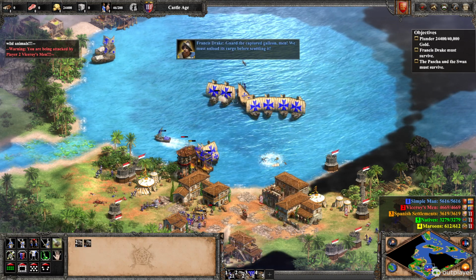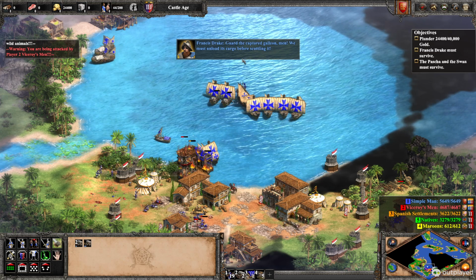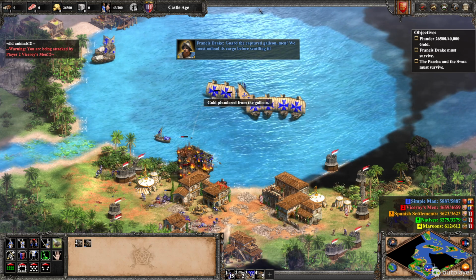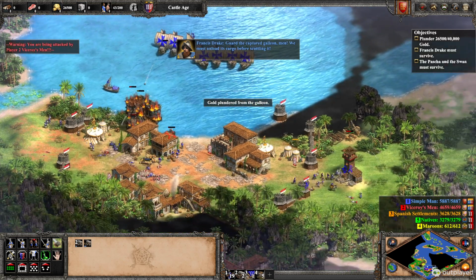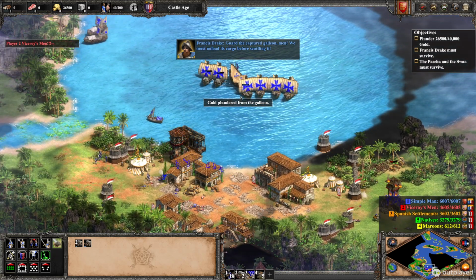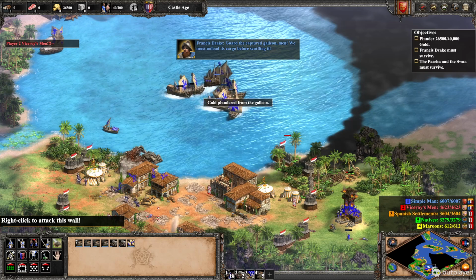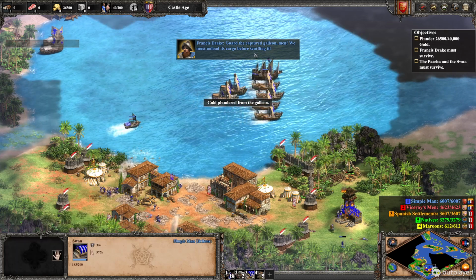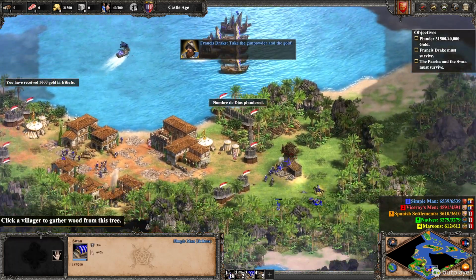Guard the captured galleon, men. We must unload its cargo before scuttling it. Take the gunpowder and the gold.